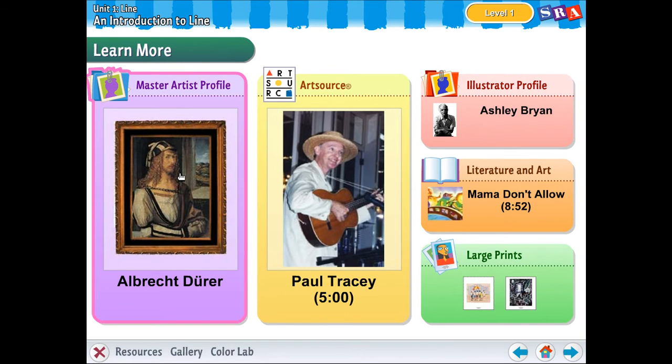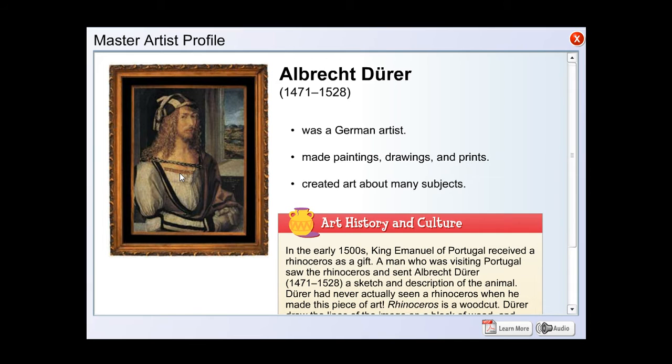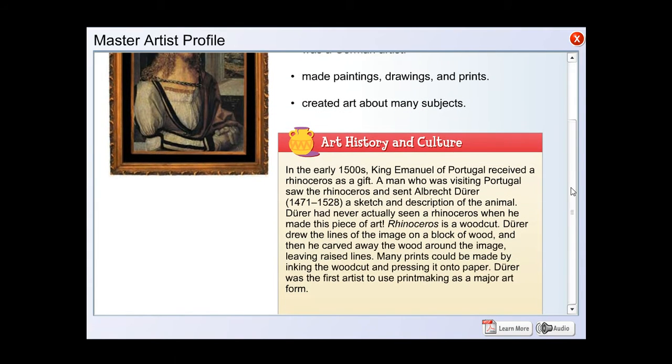So let's look at the master artist profile. Albrecht Dürer lived from 1471 to 1528. He was a German artist. He made paintings and drawings and prints. He created art about a lot of different subjects. Okay, so let's look at a little bit more information about him. You can read with me.